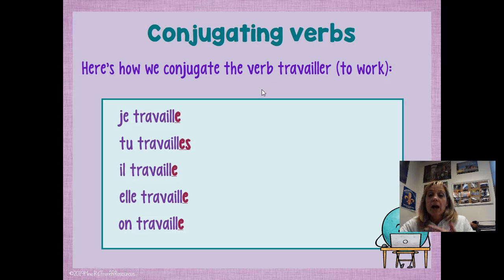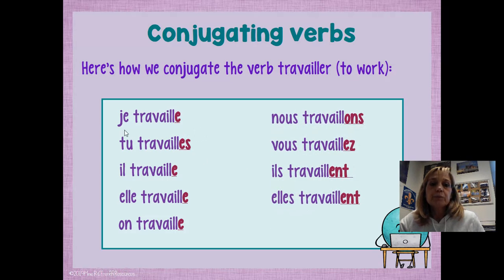Now, instead of saying I like to work or I don't like to work, we're going to just learn how to say I work, you work, he works, she works, etc. Okay? So here we go. This is how it sounds. And repeat after me. Répétez if you're at home.